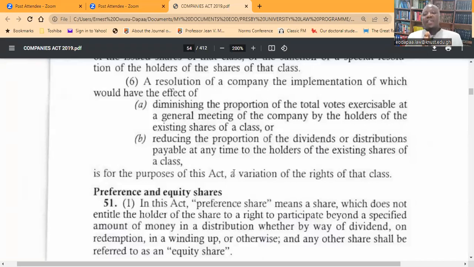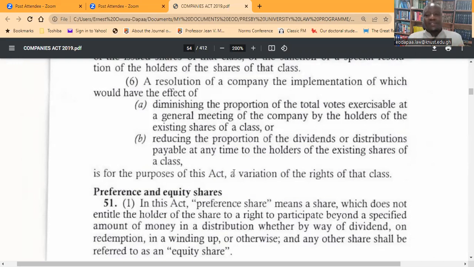So, if the company has passed any resolution, and if you implement that resolution, and the outcome is going to be diminishing, that is reducing, the fraction or percentage of the total votes which members of a particular class can cast during a general meeting of a company, that is an example of variation of class rights.